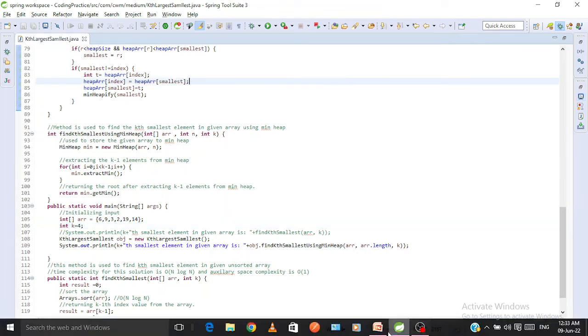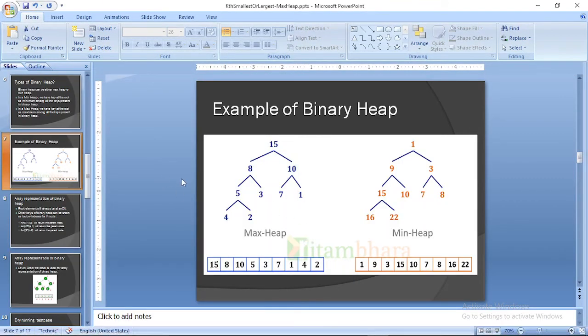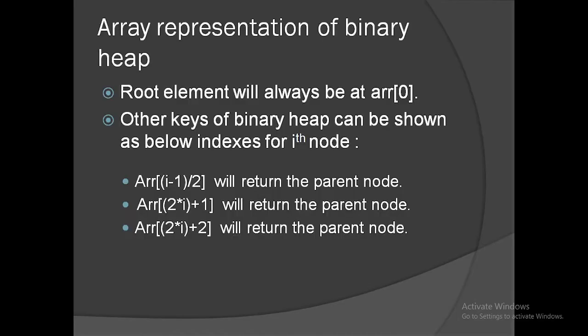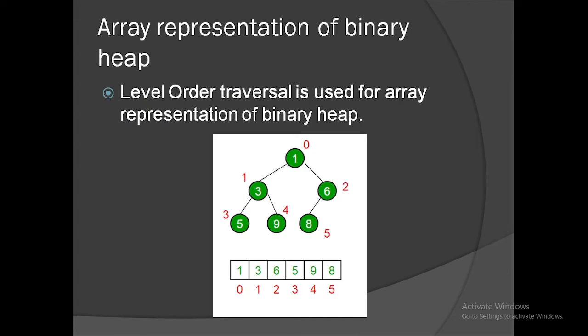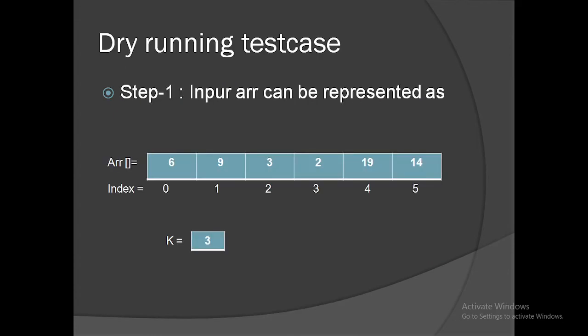Now we will see what I was saying about dry running it, so you will be more clear with that. For dry running this test case, what is the first step? First step is simply the input array we are given: 6, 9, 3, 2, 19, 14, with these indexes, and k given as input as 3.